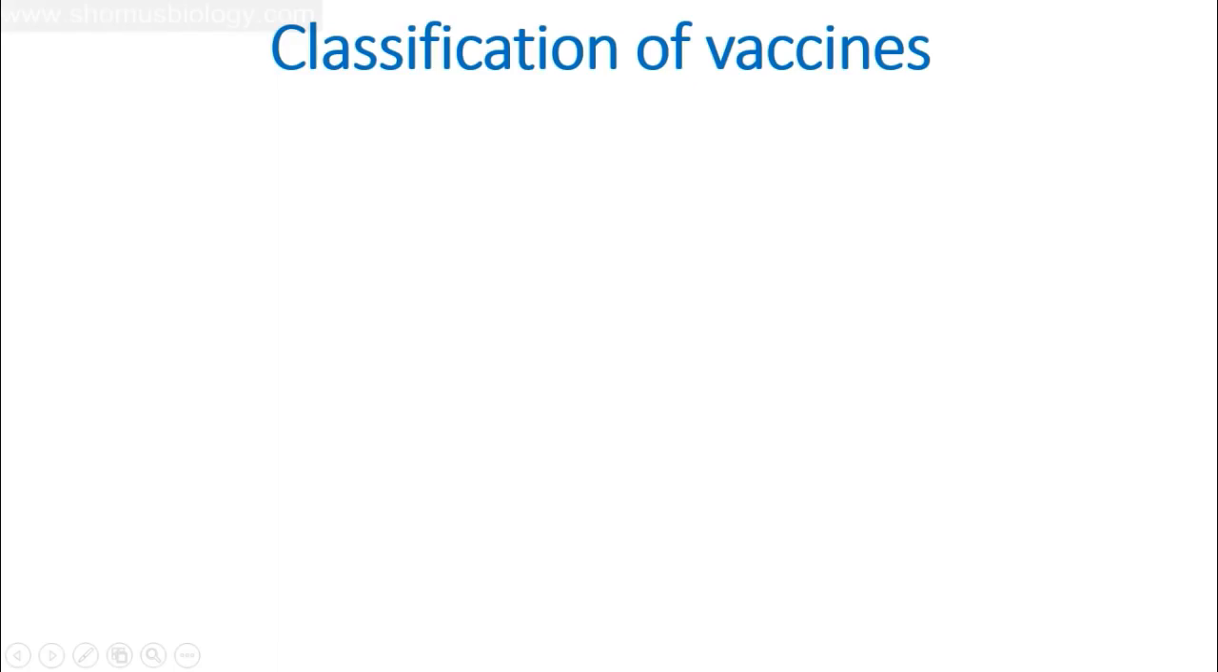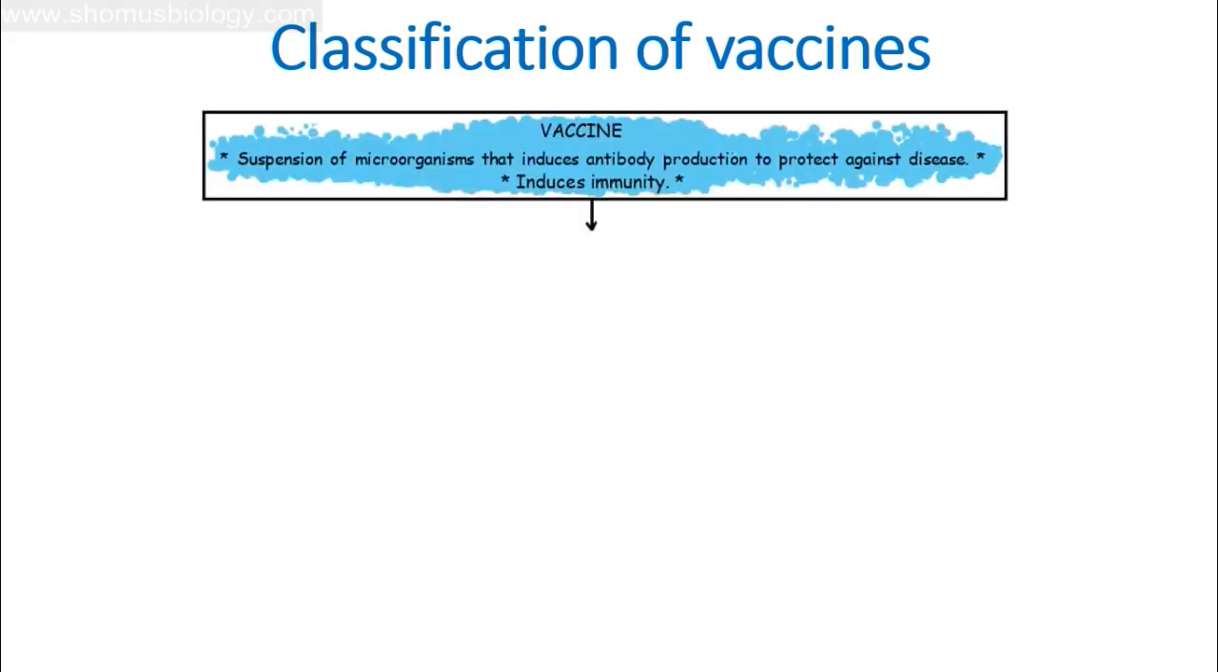So the first thing is the overall classification of vaccines. I believe you all know and are familiar with the idea of vaccination. In simple terms, if I say what is a vaccine, we can say that it's a suspension of microorganisms that induces antibody production to protect against disease and induces immunity. So in very basic terms, a vaccine is going to improve our immunity, because these are nothing but microorganisms, those microorganisms that can cause infection in us, that can result in diseases in us.